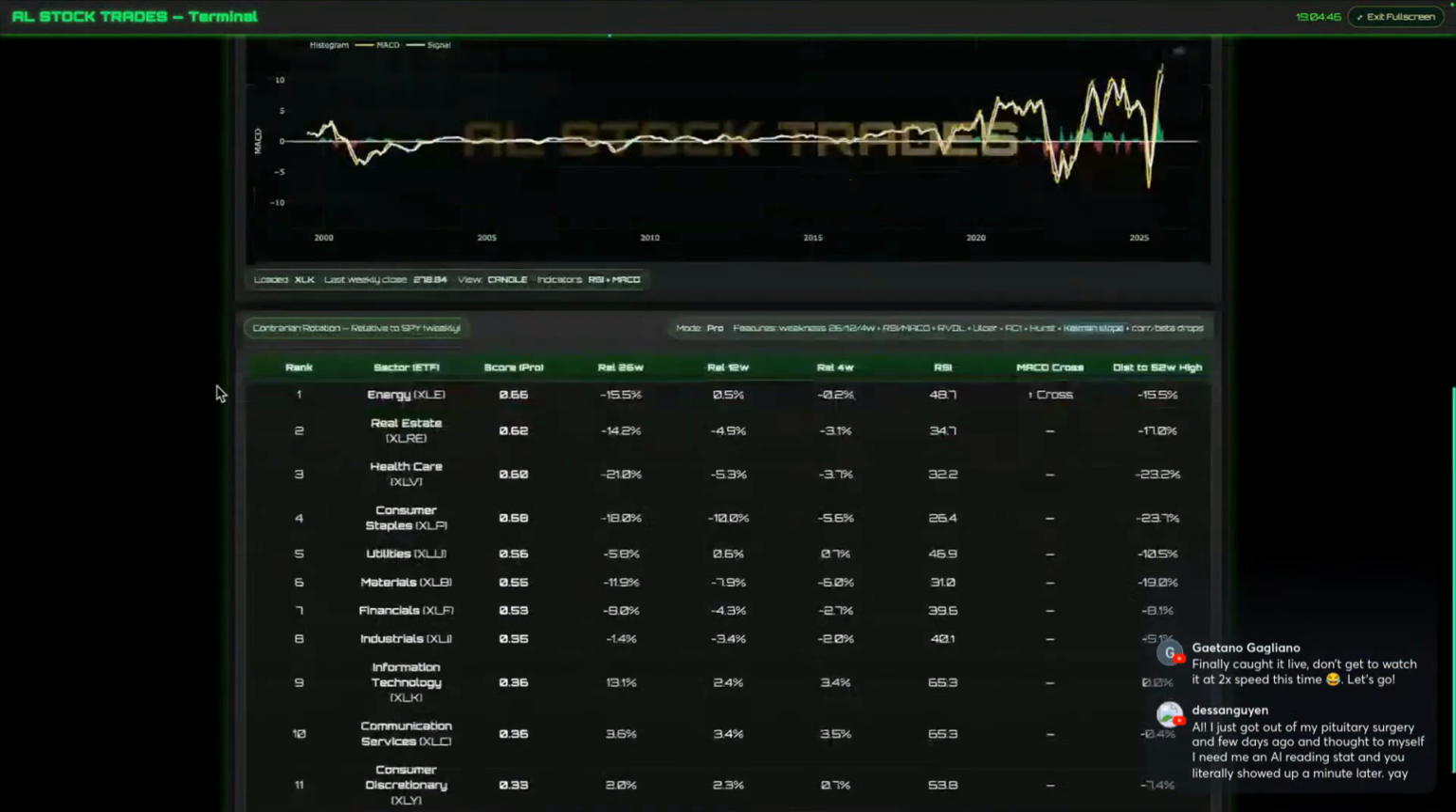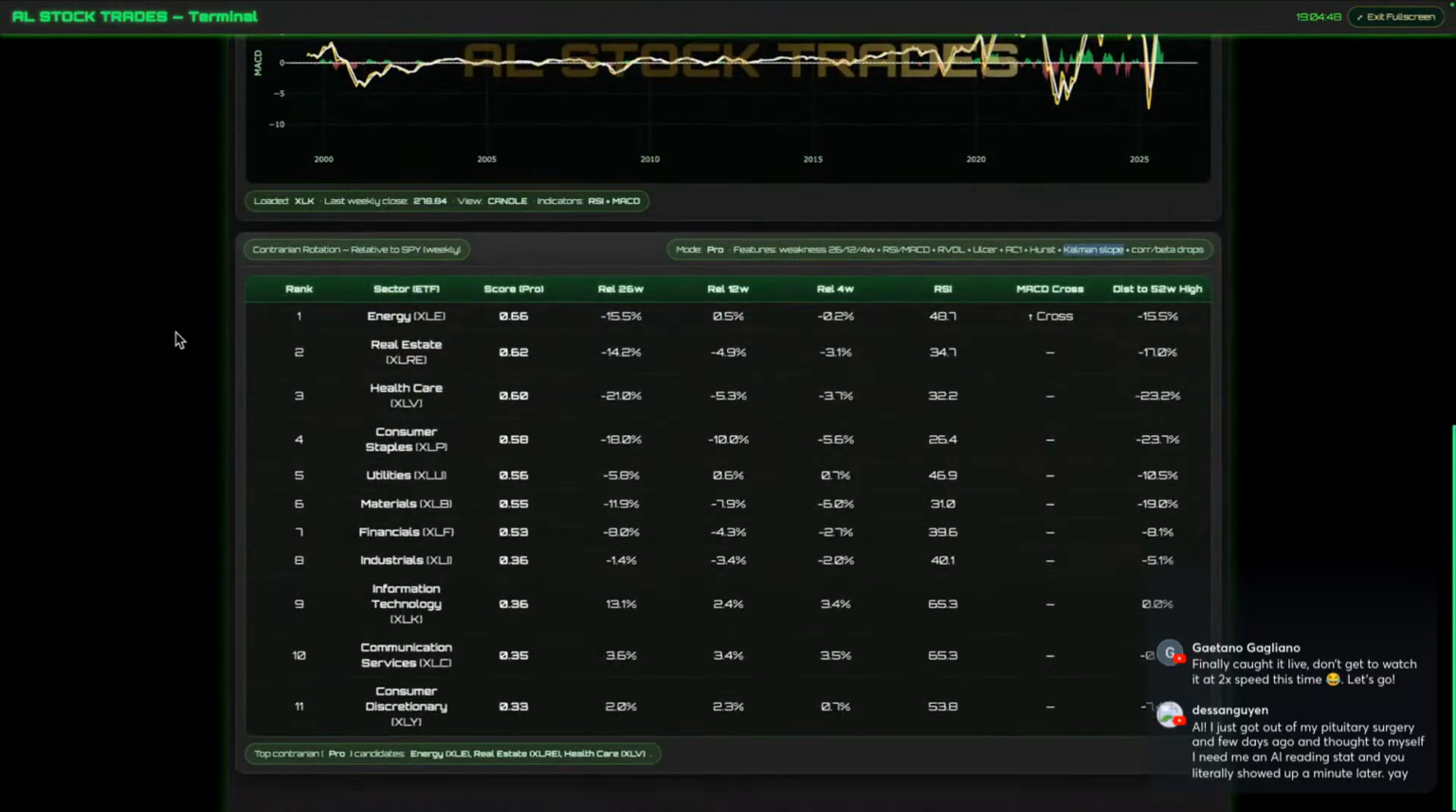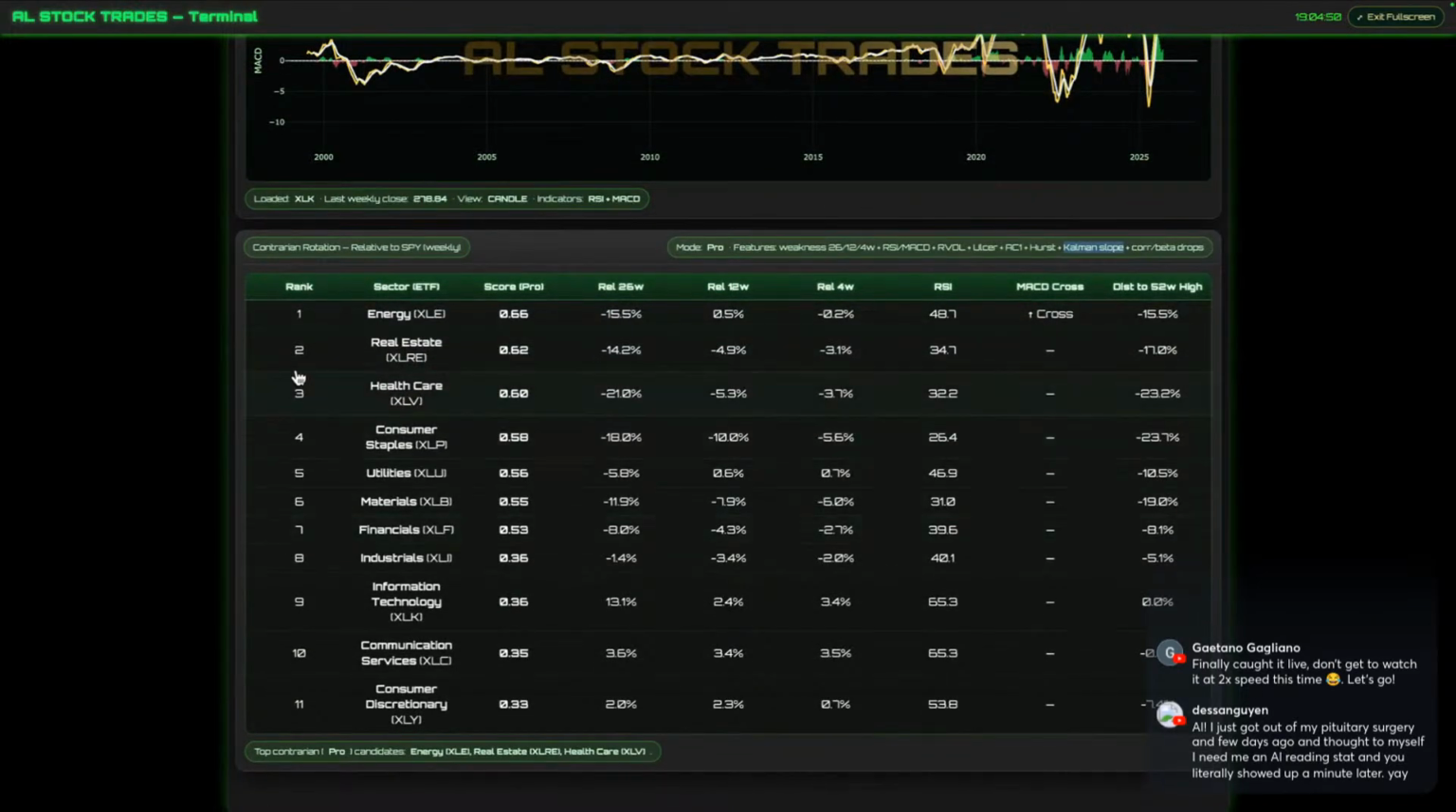So if you look at the table, here's the Contrarian rotation table. Here's the rank, meaning 1 is nobody wants to go into 1, and 2 is, so let's go with. So it says here top Contrarian is for the pro candidates: energy XLE, real estate XLRE, and then healthcare XLV. Now it's interesting, and it shows you a MACD cross whenever it happens. So interesting, healthcare is up here. Don't you find that interesting? It means that nobody wants to be in healthcare.